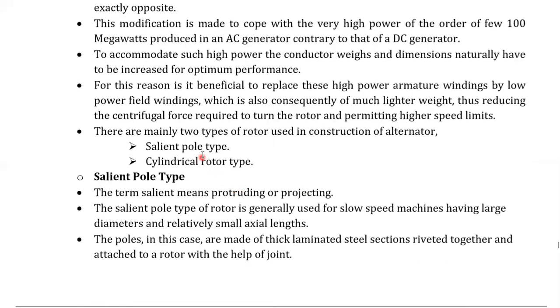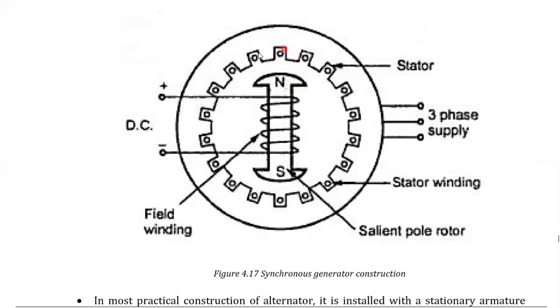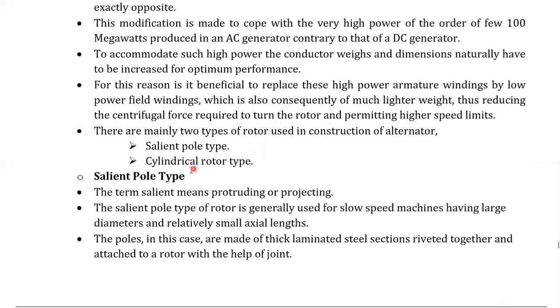So there are mainly two types of rotors used in the construction of power generators. That is called the salient pole rotor and the cylindrical type rotor. This is called salient pole type, and the other one is called non-salient pole or cylindrical type rotor.